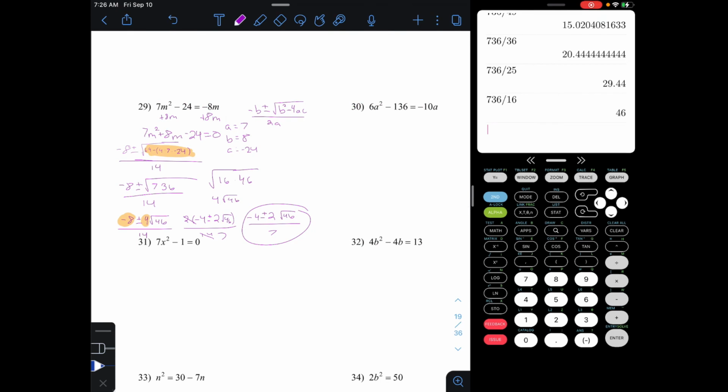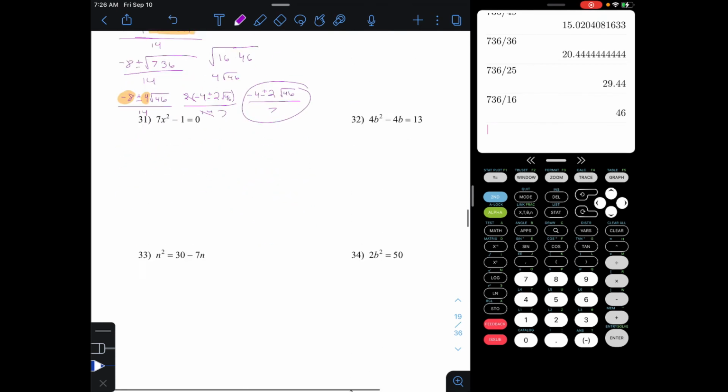So hopefully this is kind of ringing a bell. Hopefully this is a little bit familiar. And we'll go ahead and work on this in class.